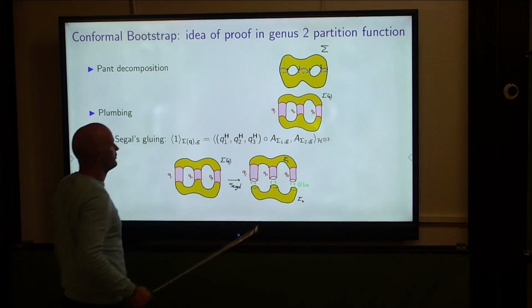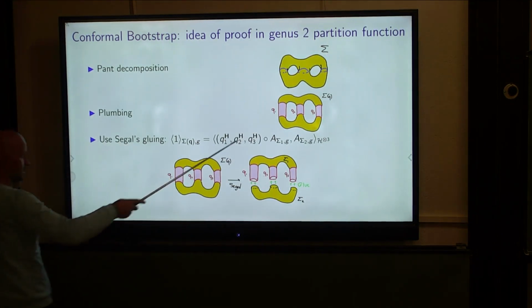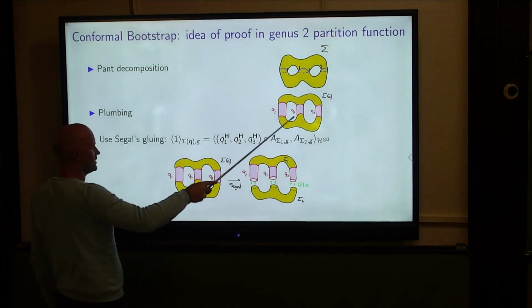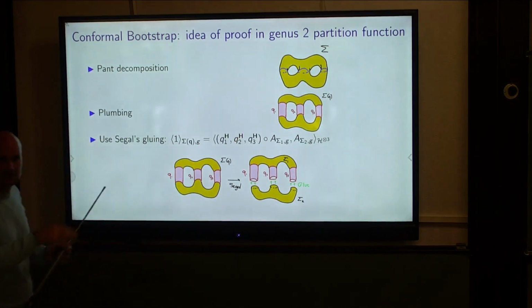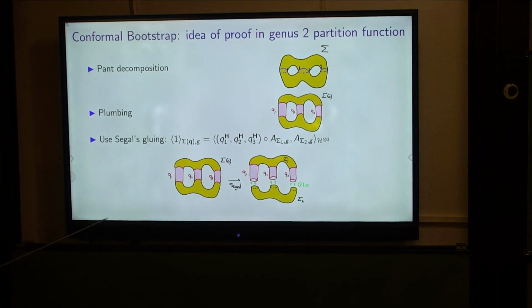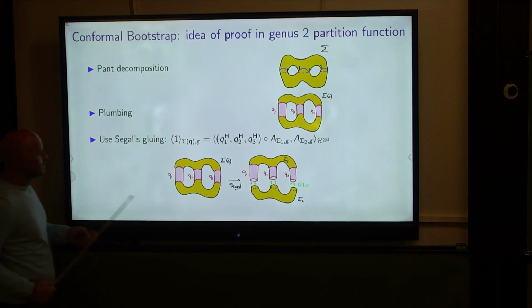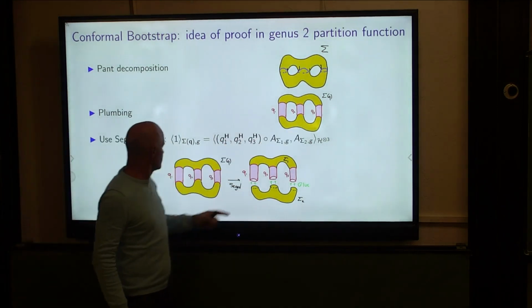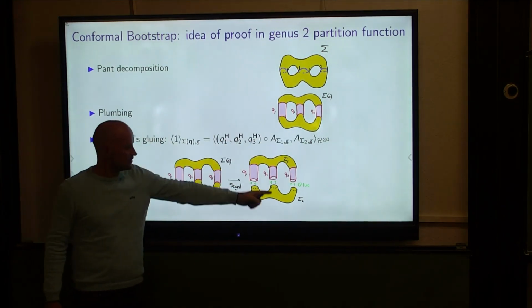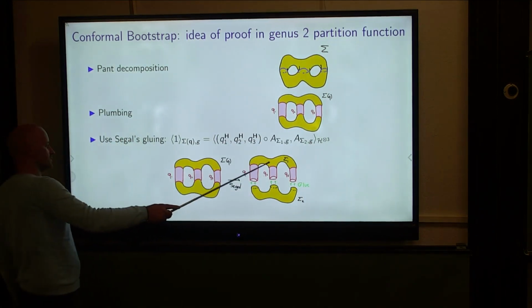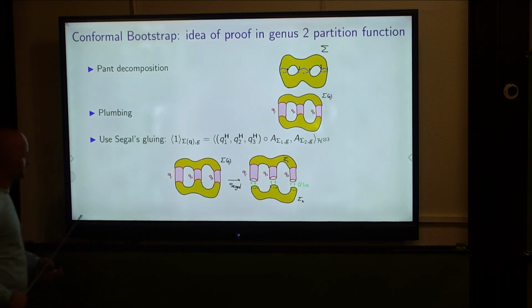I choose a pair of pants decomposition. Then I want to move a little bit in the space of relevant surfaces around this surface. So I insert my annuli in the cuts. And now, if you look at this surface, using Segal, you can see it as the gluing of this one and this one. Okay? So I have two amplitudes. One is attached to this one, and one is attached to this one.